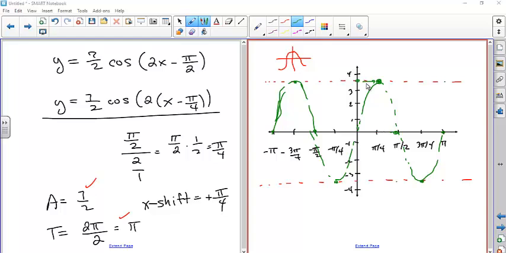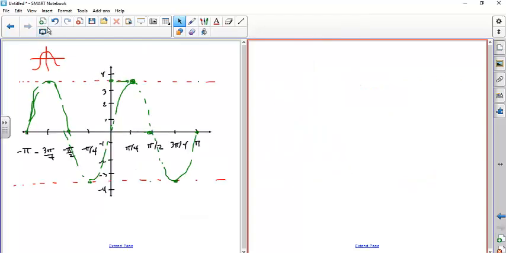Okay, and then we skip 4-6 and we go to 4-7, and so these are the inverse trig functions. So it's pretty much what you did for your homework. So the first one is using the unit circle.